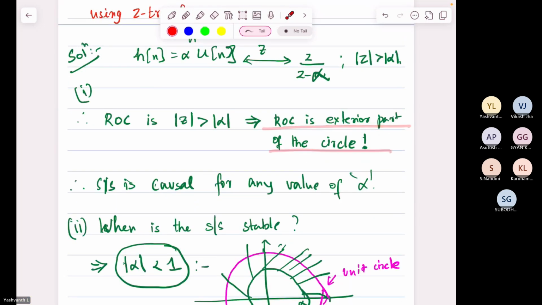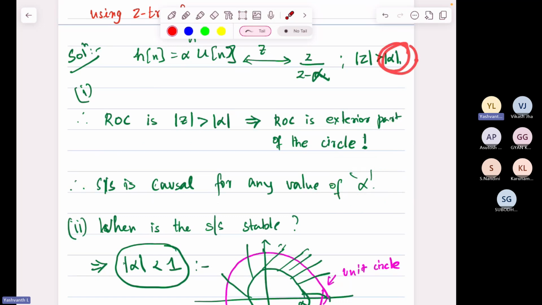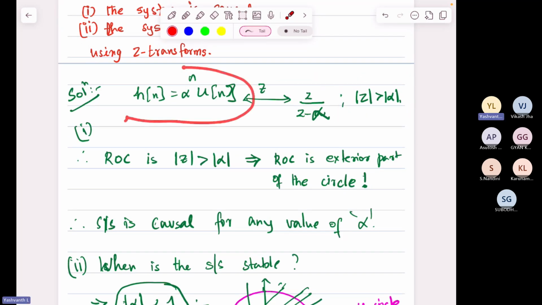Now, the system is causal for any value of alpha. Why? Because for a causal system, all you need to ensure is that your ROC is the exterior part of some circle. It doesn't matter what the radius of the circle is or what the value of alpha is. It should just be the exterior part of that circle, and that is exactly what the ROC is. Therefore, this h of n is causal for any value of alpha.